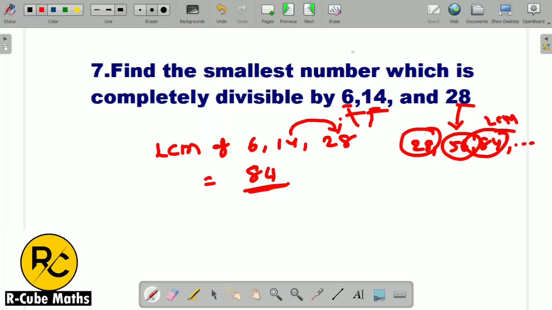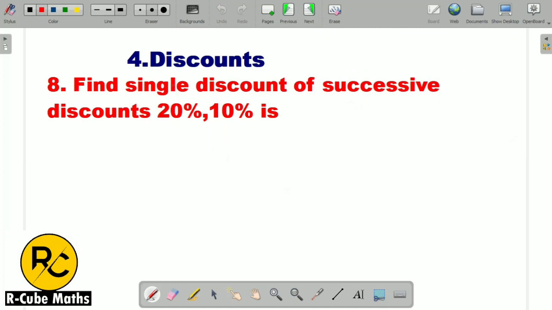Right. Next question, observe the next question. It is a question on discounts. Find the single discount of successive discounts 20% and 30%. Here is a very simple shortcut formula. For a single discount, apply this formula: x plus y plus xy by 100.